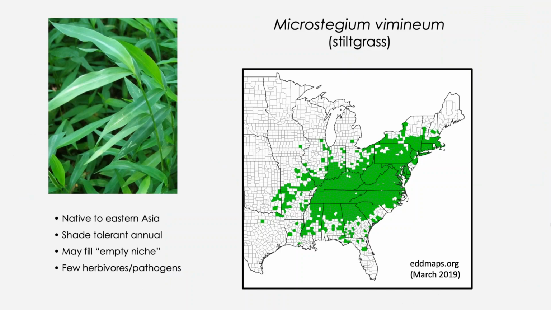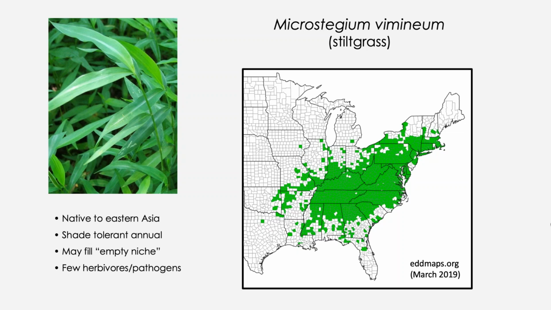So the first species is Microstegium vimineum, or stiltgrass. This is a species that I've worked on for about 15 years now, since I was at Indiana University in South Central Indiana. This species is an annual. It's native to Eastern Asia. It's a shade-tolerant species, but fairly unusual in that it is a C4 species, and so people have suggested that it's filling an empty niche in the system because most of our understory grasses in the eastern U.S. are C3 species. Most of the physiology of the species is at peak during the warm summer months, as opposed to the spring and fall like C3 species.